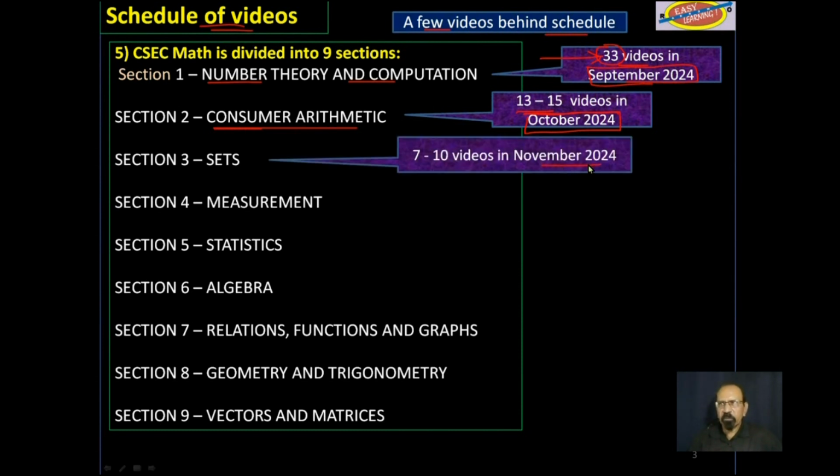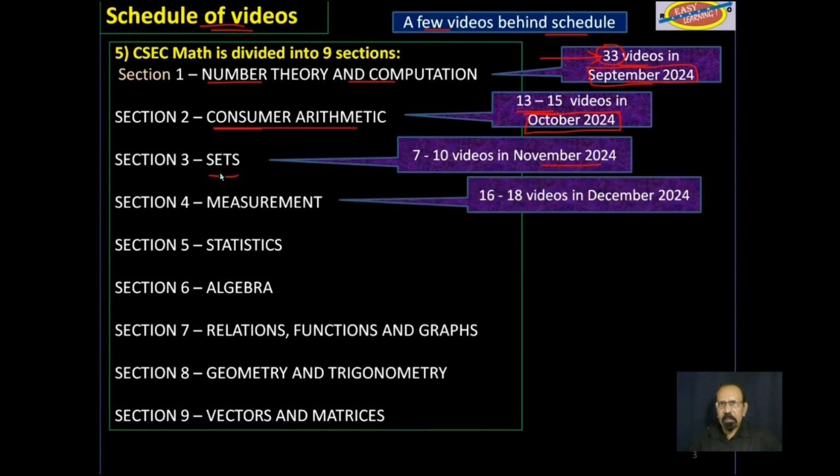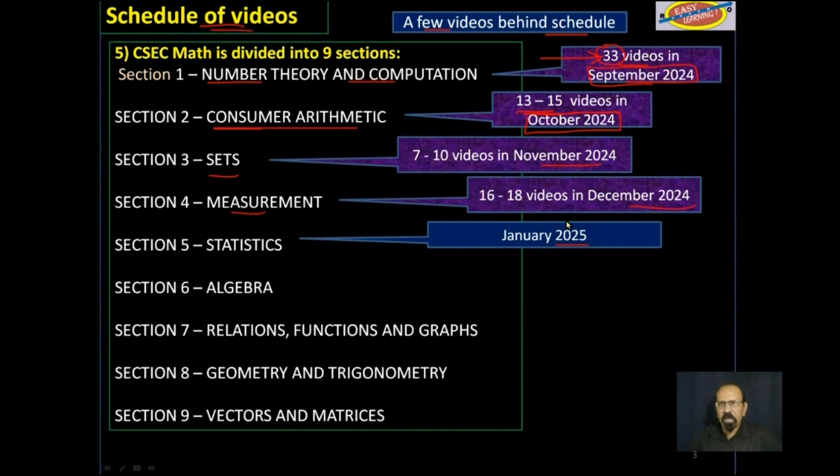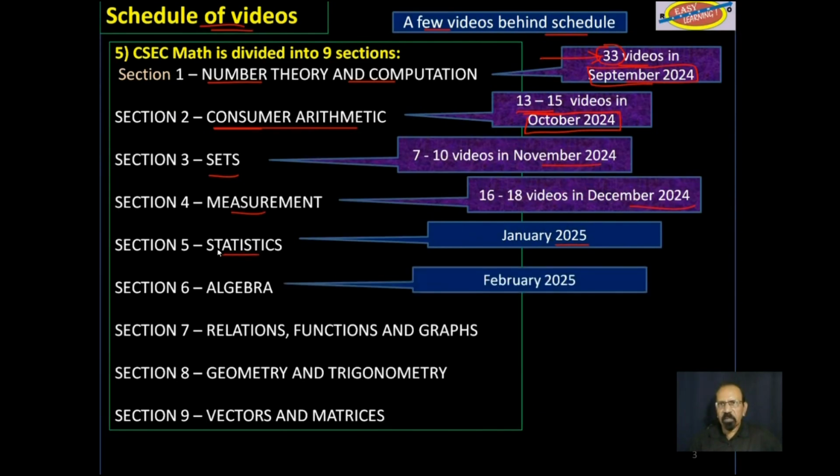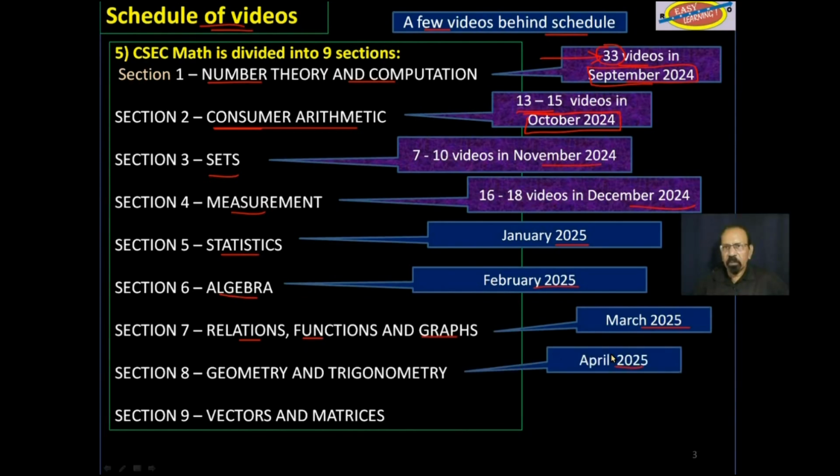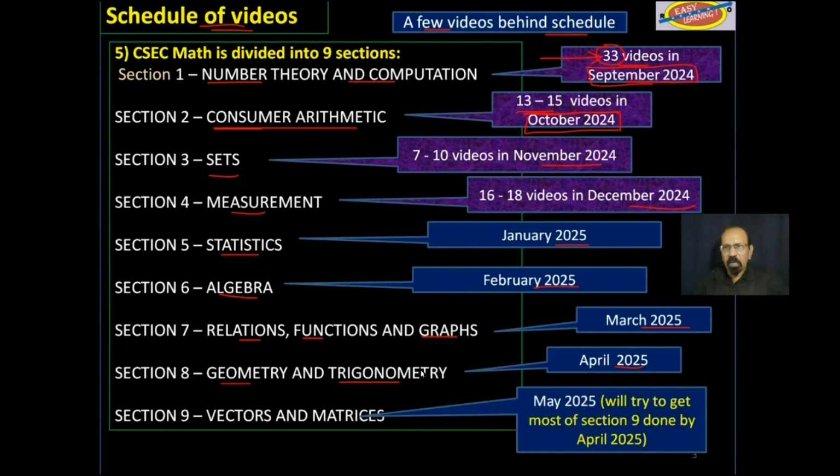Then November 2024, sets. December 2024, measurements. January 2025, statistics. February 2025, algebra. March 2025, relations, functions, and graphs. April 2025, geometry and trigonometry. And finally, by May 2025, hopefully by mid-May, vectors and matrices.